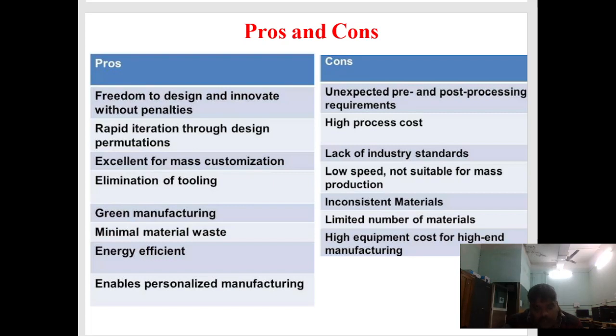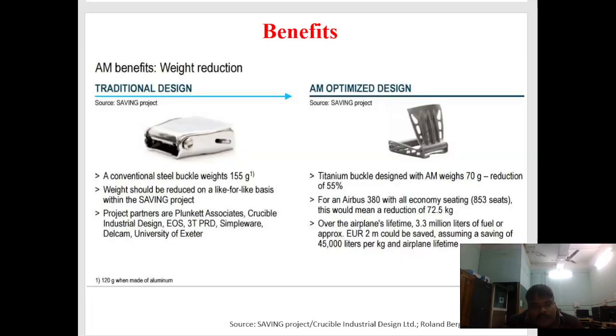So we can do rapid prototyping, but if we are going for mass production, then it is not suitable. Speed is also slow. Benefits: an additive manufacturing benefit is weight reduction.